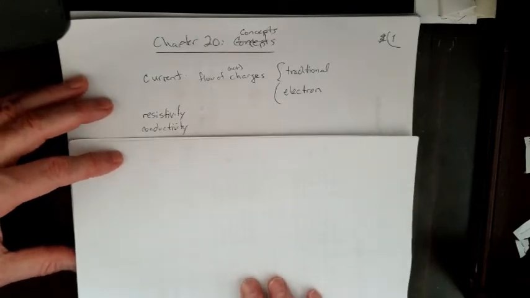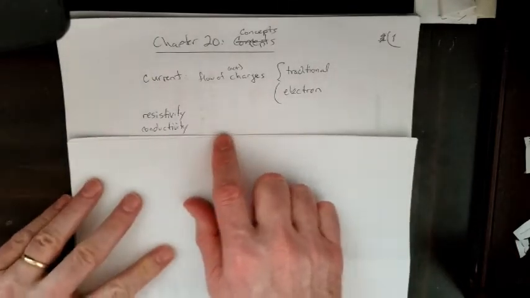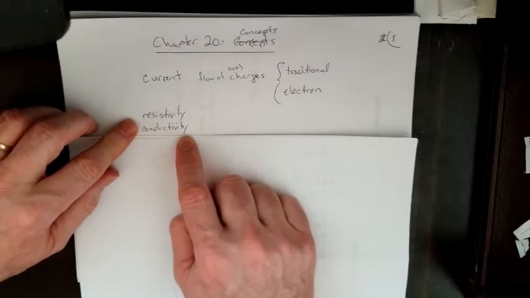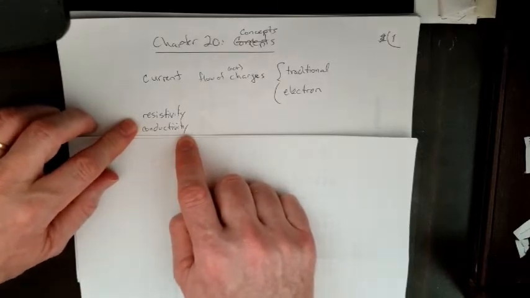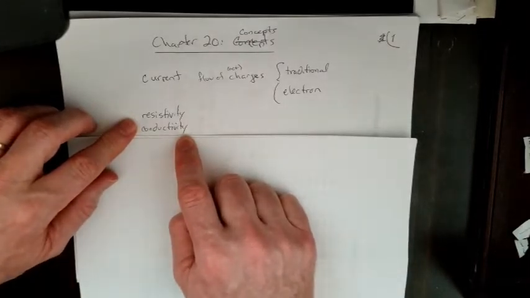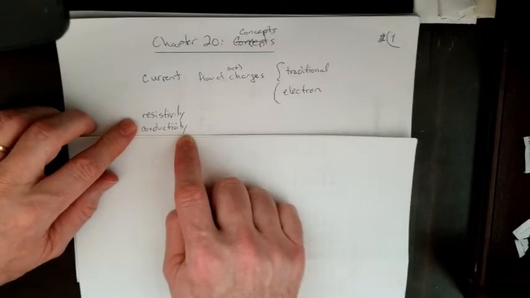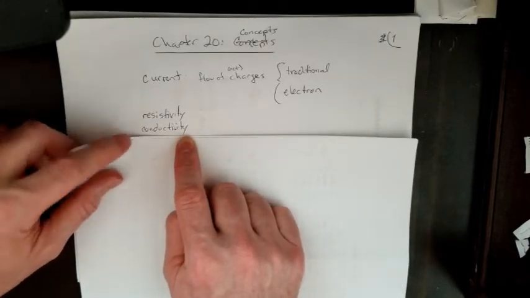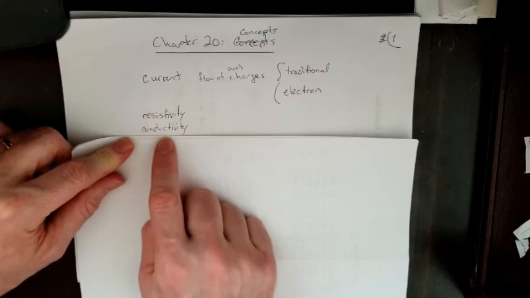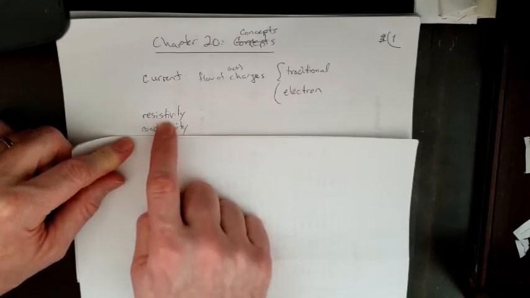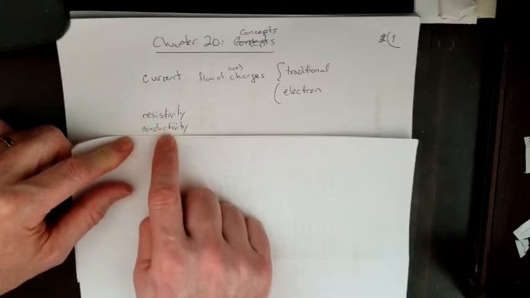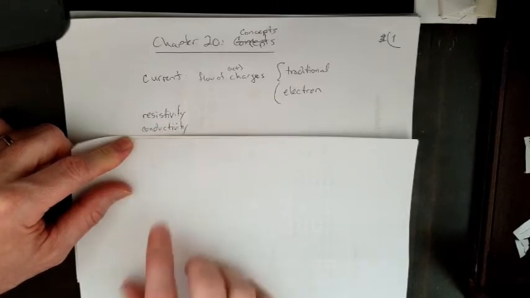Resistivity and conductivity are two concepts. These are material dependent. So if you're asked to find resistivity, you can find it experimentally, you can look it up, or you can calculate it based on the information given, but these are dependent upon the material. Resistivity is a material dependent quantity that depends upon how hard it is for charges to flow, and conductivity is the reciprocal of that, a measure of how easy it is for charges to flow.